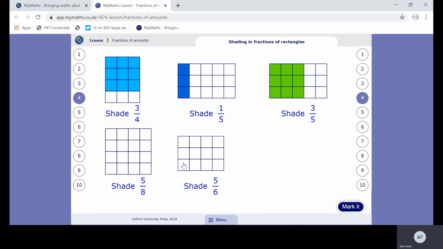You've got 5, 6. We've got 3, 6, 9, 12. So if you're doing 5, 6, it would come down to 10 because 6 times 2 is 12, and you would do 5 times 2.